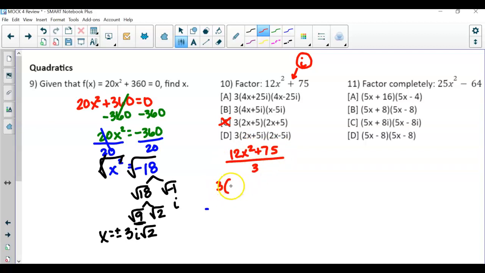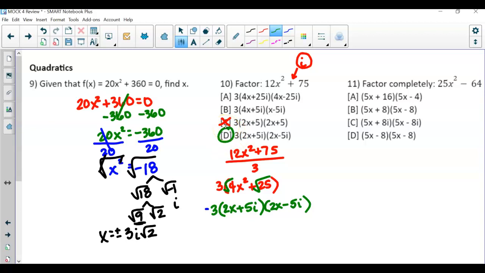So 3 times, that is 4x squared now, 12 divided by 3, plus 25 from 75 divided by 3. Now keep in mind, I still now need to factor this. So that shortcut here, they're perfect squares. This is factoring the sum of 2 squares. So now I take the square root. Square root of 4 is 2. So 2x plus the square root of 25, which is 5i, times 2x minus 5i. So that's why here the answer was D.